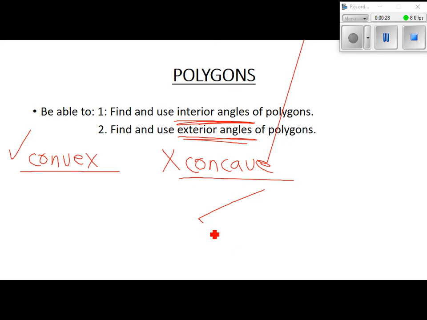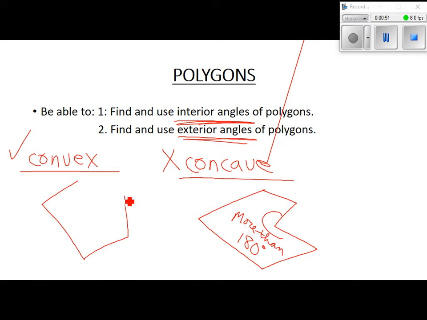Remember, concave is a polygon where one of the angles is more than 180 degrees. All the formulas and stuff don't work with concave polygons, so we're not going to be doing them so much. A convex polygon is just what you normally think of as a polygon. All the interior angles are less than 180 degrees.